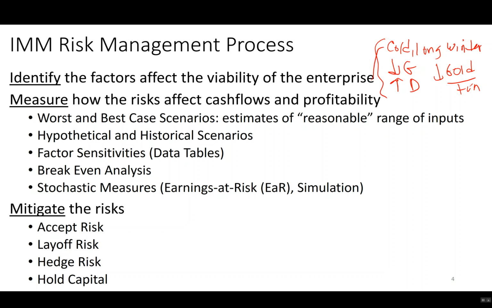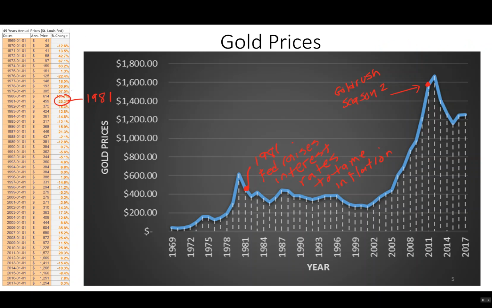Once you've identified what your exposure is, the next step is to measure. How do these risks affect cash flows and profitability? We're not going to do just a single point estimate. We're going to do worst case and best case, an estimate of a reasonable range of inputs. We'll do some hypothetical and historical scenarios, some factor sensitivities with data tables, and some break-even analysis. What we're not going to do in this topic, and might cover in a future topic, is stochastic measures, such as a Monte Carlo simulation. We'll talk later about how we'd mitigate the risks once we've measured them. Let's go ahead and measure these risks.